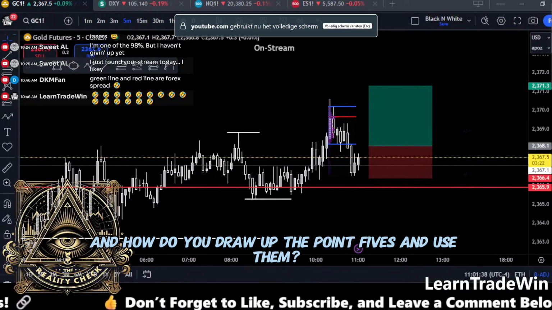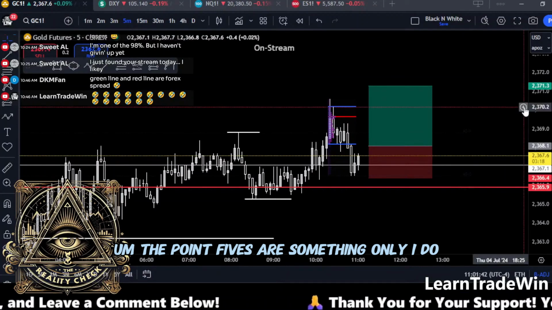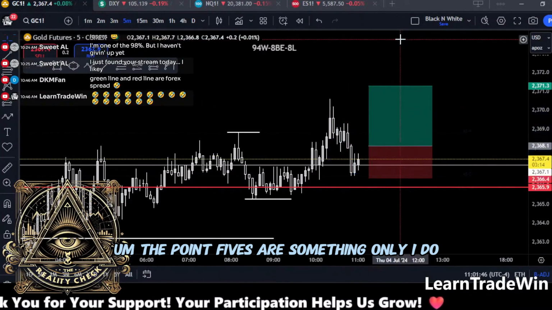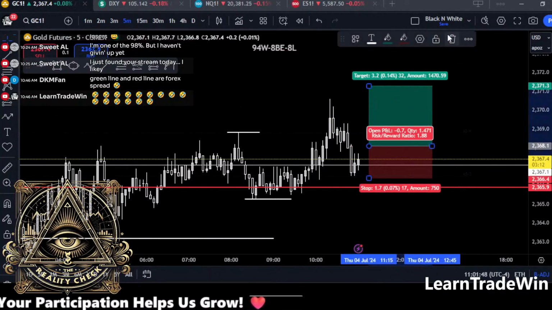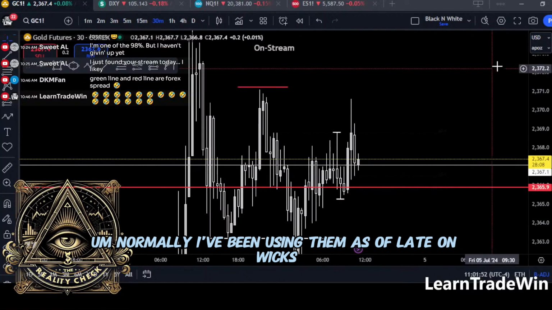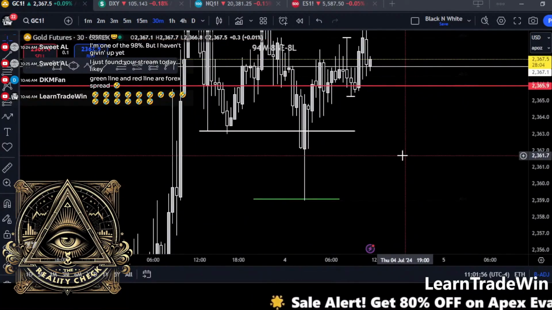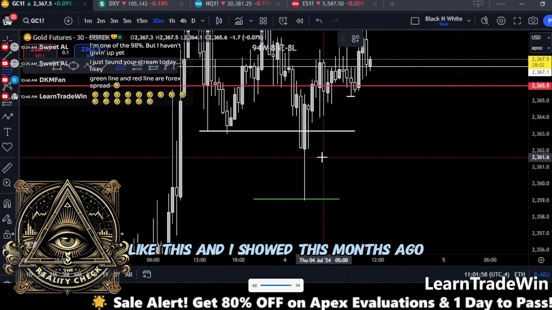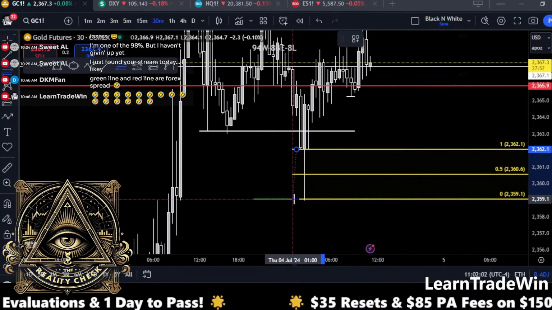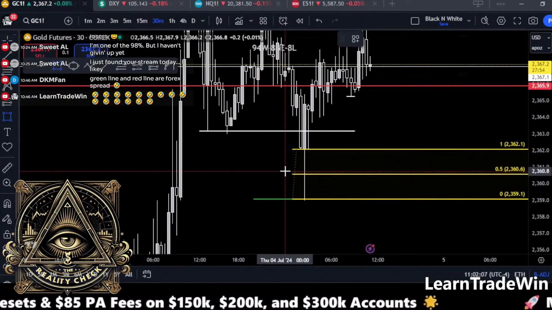And how do you draw up the 0.5s and use them? The 0.5s are something only I do. Normally I've been using them as of late on wicks. So a big wick like this, and I showed this months ago, I will take that as a potential area to bounce from.